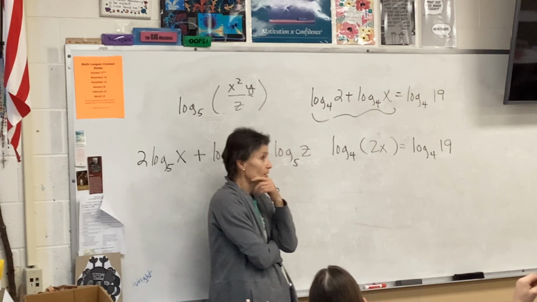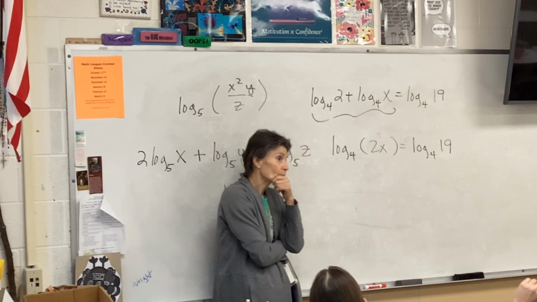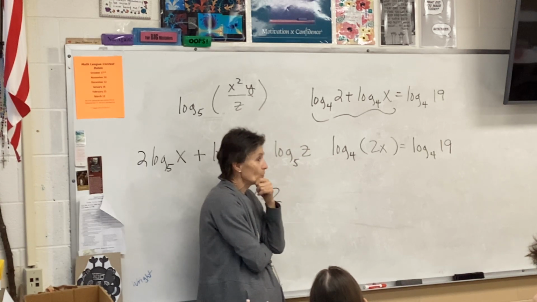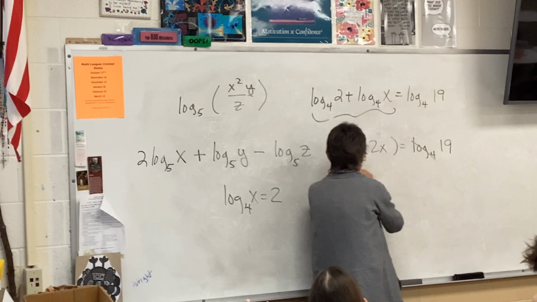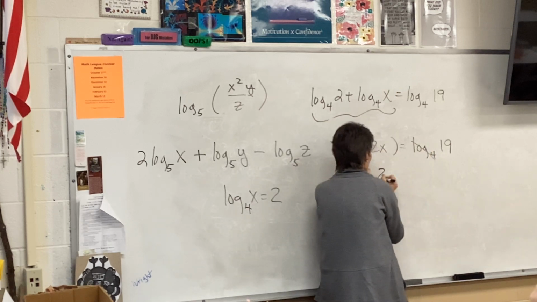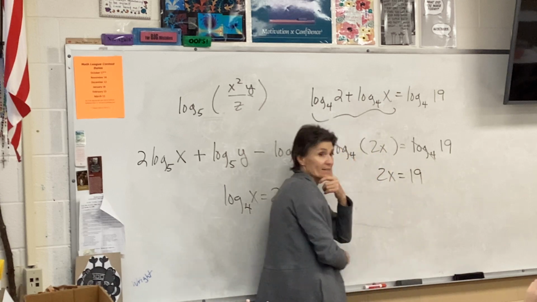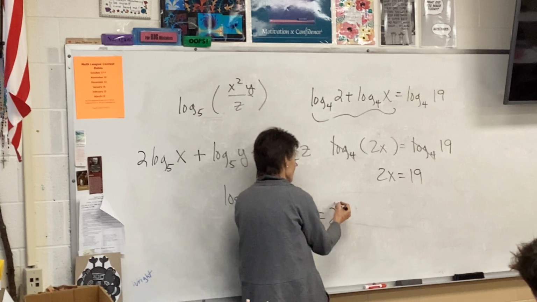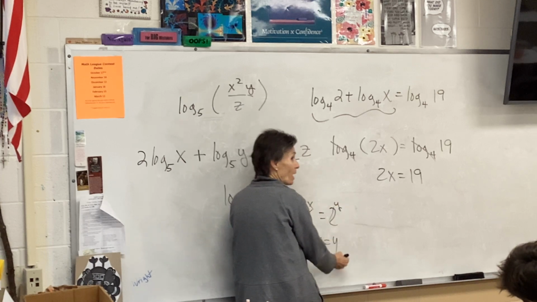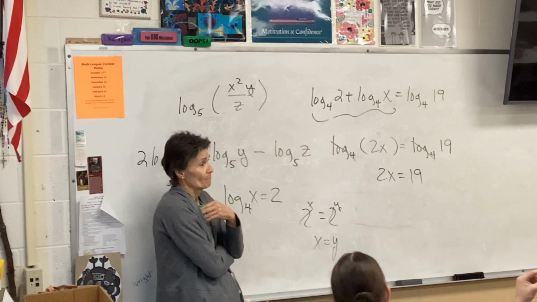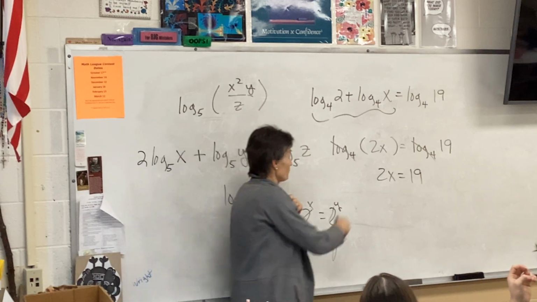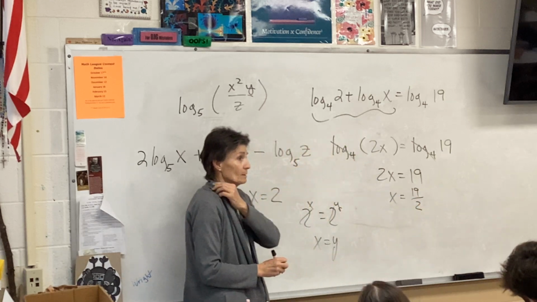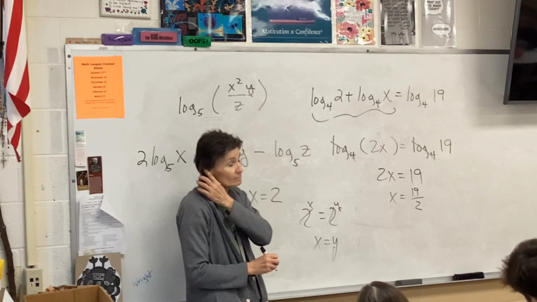Now, be careful. What do I do now? Well, you can't divide by log. What you do is say, if the log of that equals the log of that, then it only makes sense that 2x has to be 19. It's like when we had 2 to the x equals 2 to the y, and we said that means x equals y. It's the same idea. So if 2x equals 19, then x equals 19 halves. And we're done. That's it. It's that easy.